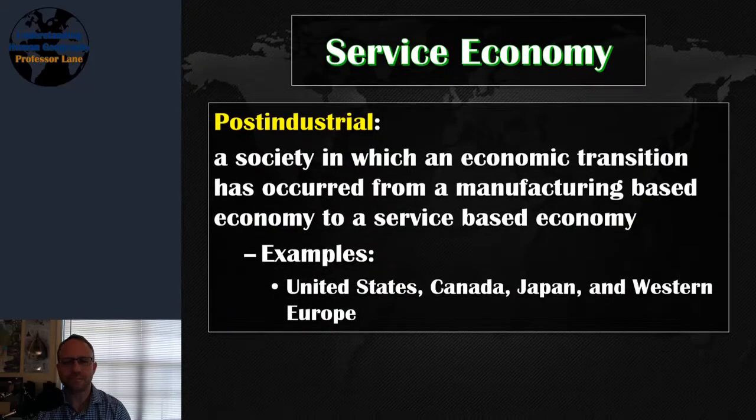Now, over the past 3 decades, core countries have gone through the process of deindustrialization, where industrial jobs have not just disappeared, but instead they have been outsourced or offshored to the developing world, or in many cases replaced with mechanization and machinery. Now, the process of deindustrialization in core countries has led to the creation of post-industrial societies in countries like the US, Canada, Japan, and Western Europe. Post-industrial societies are societies in which an economic transition has occurred from a manufacture-based economy to a service-based economy.